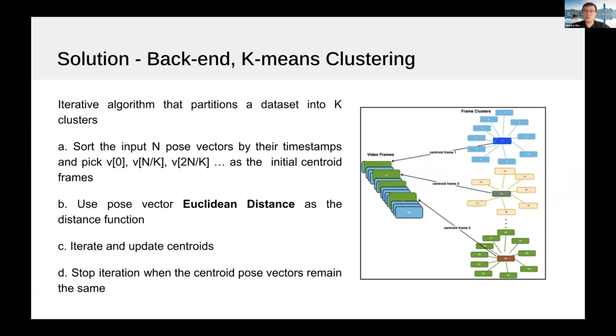In this project, we use this specific process where we first sort n different frames by their timestamps, and then pick a few of them as the initial centroid frames. Then we use the Euclidean distance function to iterate over and over again until the centroids remain the same, and in that case, we end the algorithm. This way we're able to find the clusters. The clustering number is 20, so we have a bunch of video frames with their pose data, and we put them into 20 distinct groups and identify their clusters.